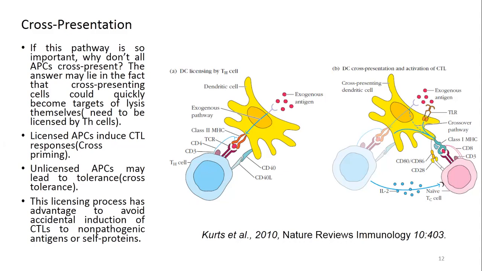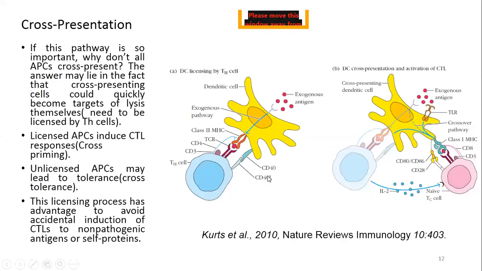So they will get killed by substances released or different mechanisms given by these CD8 T cells. Actually, they need to be licensed by T helper cells. So we will talk about this a little bit later, after we talk about another question.